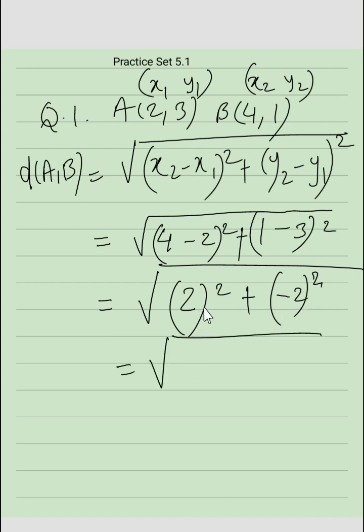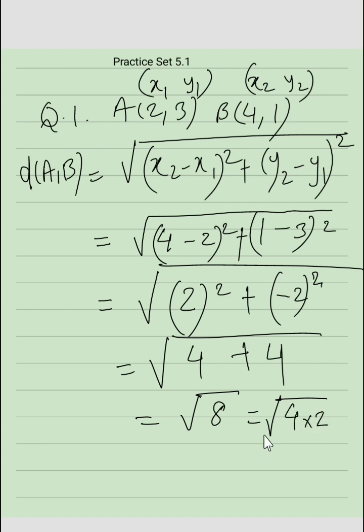Now the answer is 2 square is 4 plus minus 2 square is again 4, because minus 2 into minus 2 is plus 4. So answer is under root 8. 4 plus 4 is 8. You can write this 8 as 4 into 2. क्यों आपने ऐसे लिखा? Because you used a square number so that you can take out the square root of that number. So आप 4 का square root बाहर ले सकते हैं, that is 2, and inside the square root there is 2 remaining. So our answer would be the distance from point A to B is 2 under root 2.